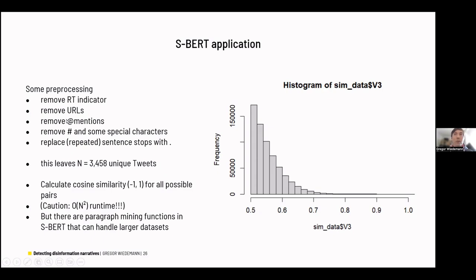And we, of course, have to do a little bit of pre-processing as well. So we remove retweet indicators, URLs, at-mentions, and so on, and in the end have left only 3,500 unique tweet texts, for which we can compute the similarity for all pairs. So take care that we have a quadratic runtime here. For larger data sets, this can be quite compute heavy, or maybe even infeasible to compute all pairs, for instance for tens of thousands or hundreds of thousands of tweets.